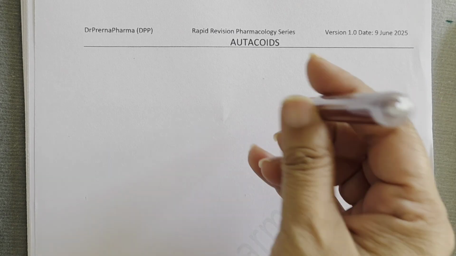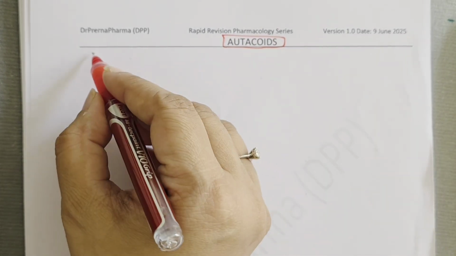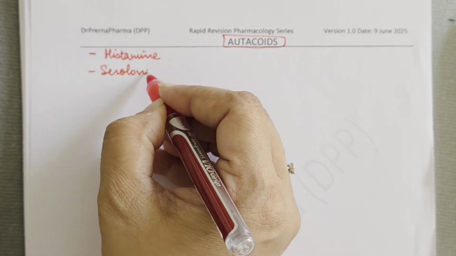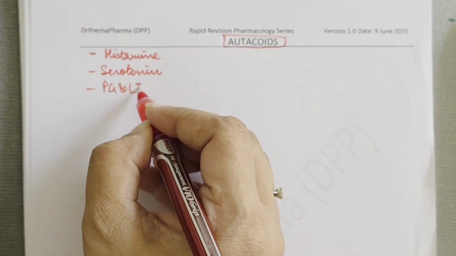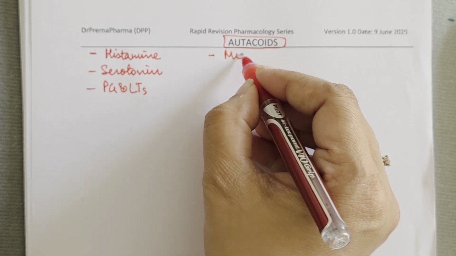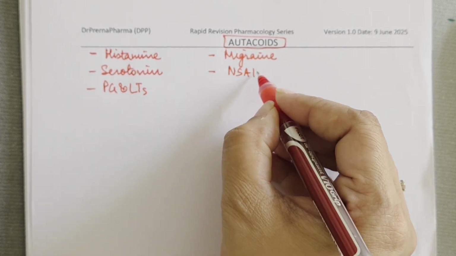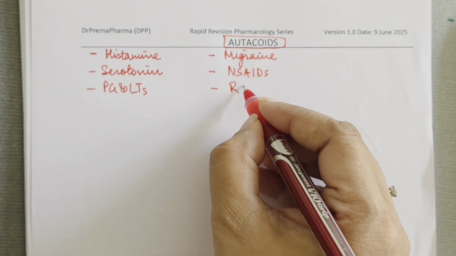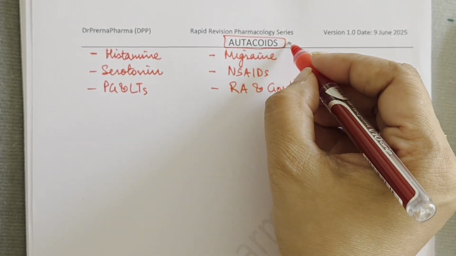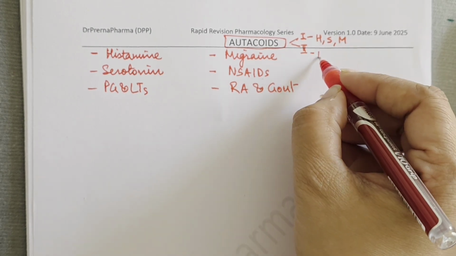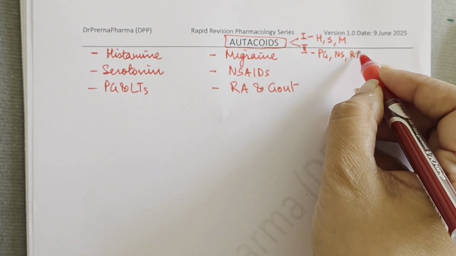Now students, today we are going to start with the autocoids. In autocoids, what are the learning objectives? We have histamine, then serotonin, then prostaglandins and leukotrienes. After that, we will also do the drug therapy of migraine, then NSAIDs, and drug therapy of rheumatoid arthritis and gout. So this we will take in two parts, part 1, part 2. Part 1 I'll cover histamine, serotonin and migraine. Part 2 I'll cover PGs, NSAIDs, rheumatoid arthritis and gout.